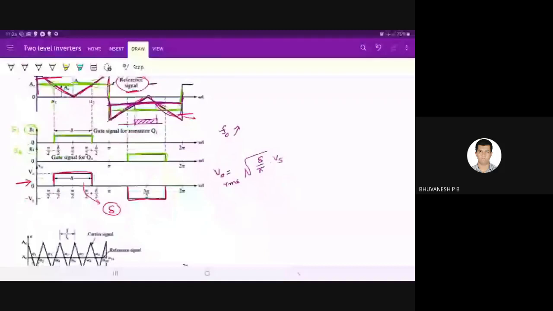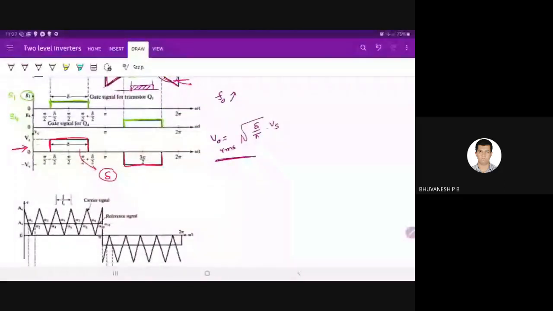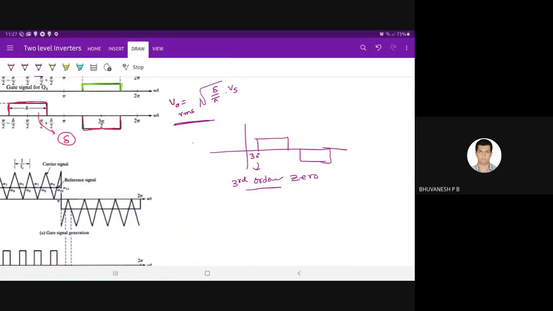Next, the drawback with this one. When you have this output voltage, and this angle is 30 degrees, then only the third order harmonic will be eliminated. Other than the triplen harmonics, all the other harmonics will not be eliminated.